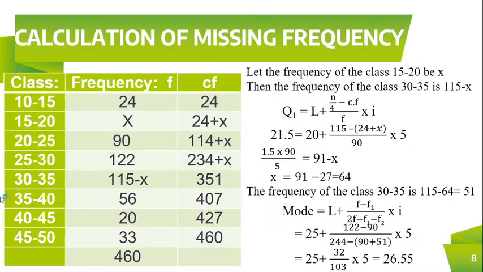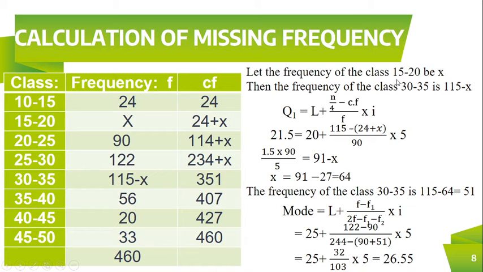because the total is already given to you. So this total you arrive at by taking this as X. It is taken for granted the missing value is 115 minus X. So that's how you proceed.